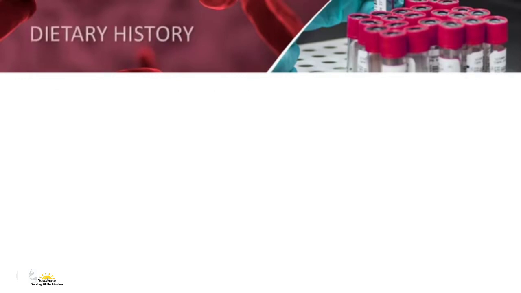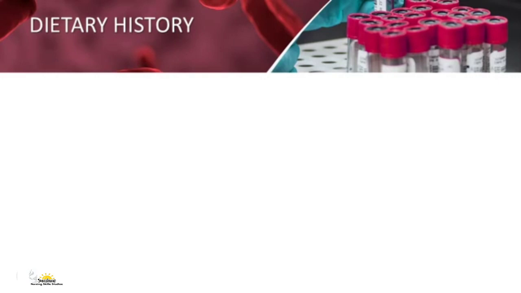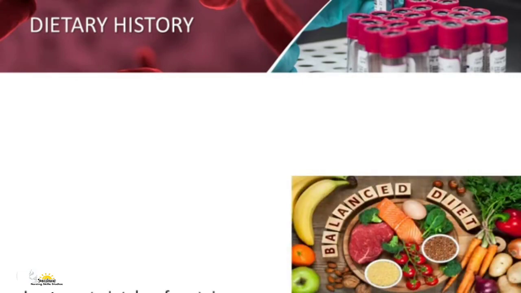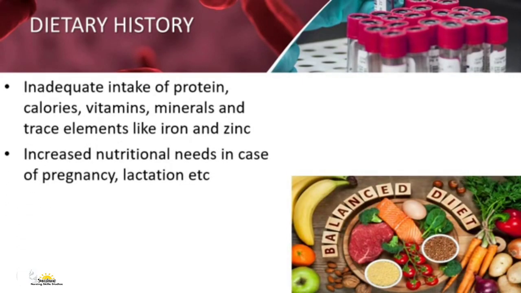Next, coming to the dietary history, everybody will eat food, but we have to see whether that food meets their body's needs, that is, a balanced diet. Maybe some people will eat food that does not have an adequate amount of protein, calories, vitamins, minerals, and trace elements like iron and zinc. So we have to encourage the patients to have rich green leafy vegetables along with a high protein and high calorie diet, and a vitamin-rich diet which includes all the vitamin B components.